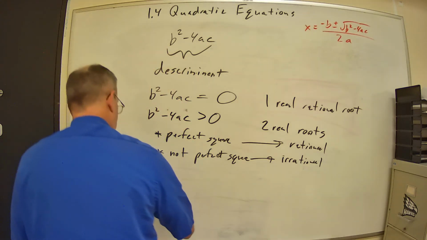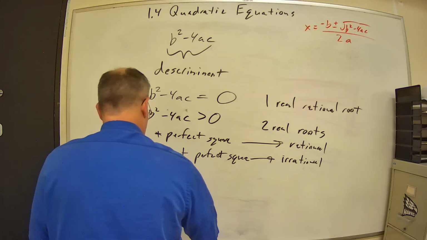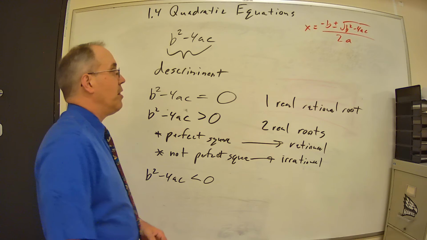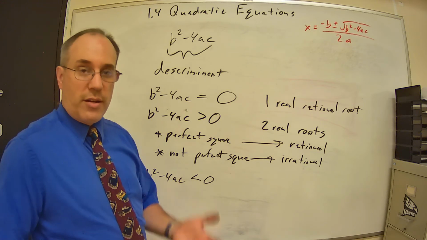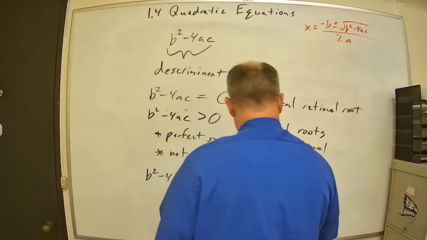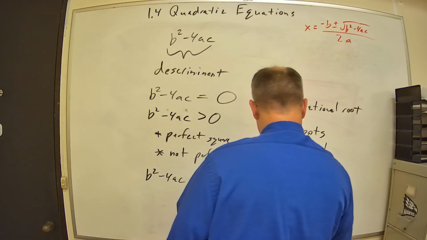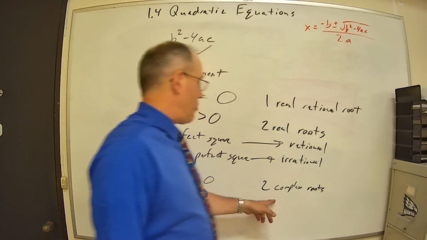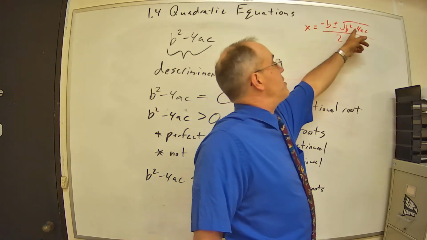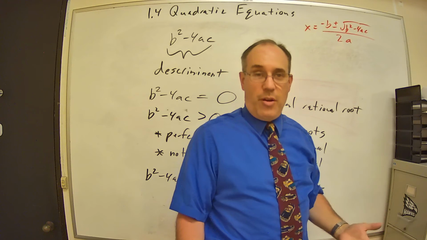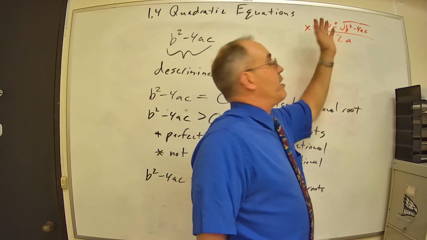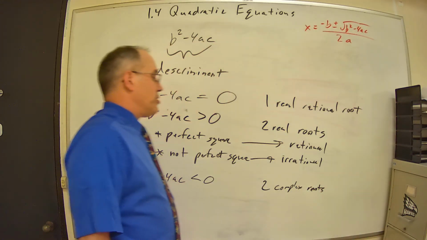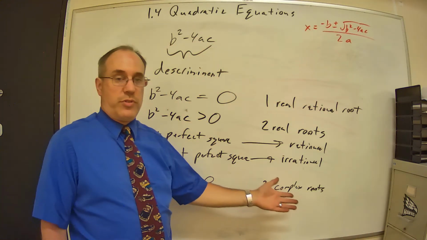And then, if b squared minus 4ac is less than 0, then you're going to have two complex roots. Two complex roots because if this is less than 0, you're going to take the radical of a negative number, which is going to put an i in here. So you're going to have negative b plus or minus some imaginary value. So that's going to put you down to two complex roots.